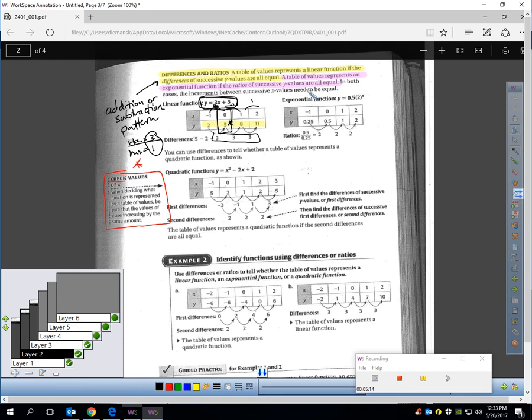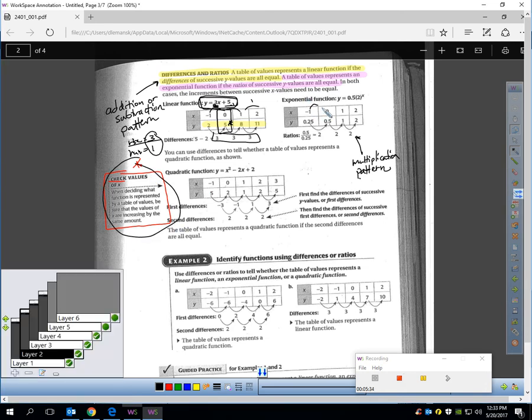Next, exponential. A table of values represents an exponential function if the ratios of successive y values are all equal. So here's another way of saying that. They're saying, is there a multiplication pattern? Now again, what I put here holds true. You got to check the values for x.